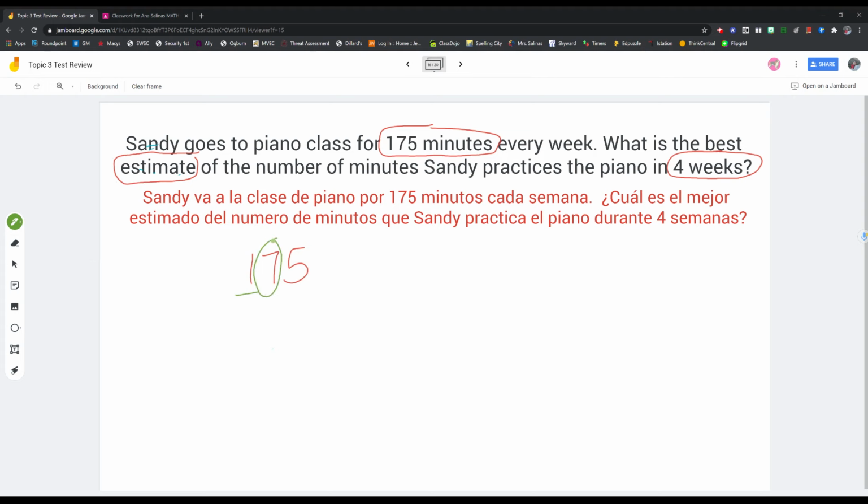If my neighbor is 4 or less, I let it rest. If my neighbor is 5 or more, I add 1 more. My neighbor is 5 or more. That means I'm going to add 1 more to the 1, which means this becomes 200. Now I can multiply to find out how much she practices in 4 weeks. So times 4 weeks. Basic facts. 2 times 4, 8. Don't forget to add your 2 zeros. 1, 2. So she practices approximately 800 minutes. This is not an exact answer. It is an estimate.